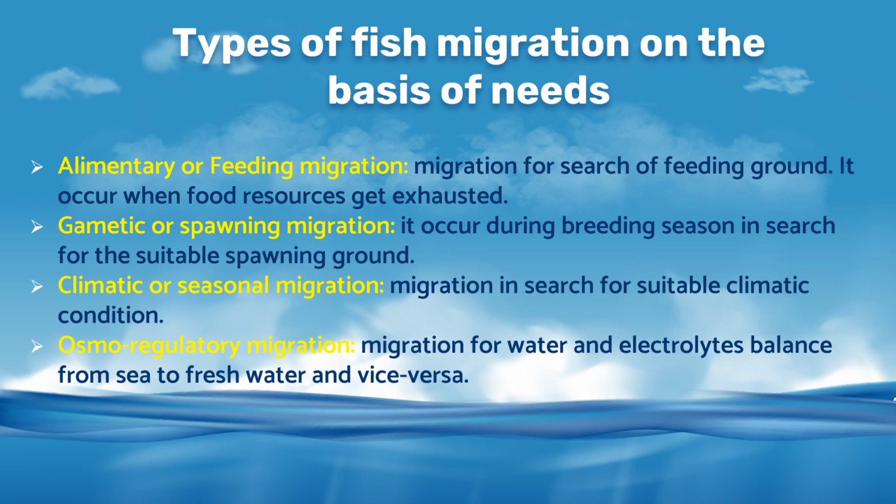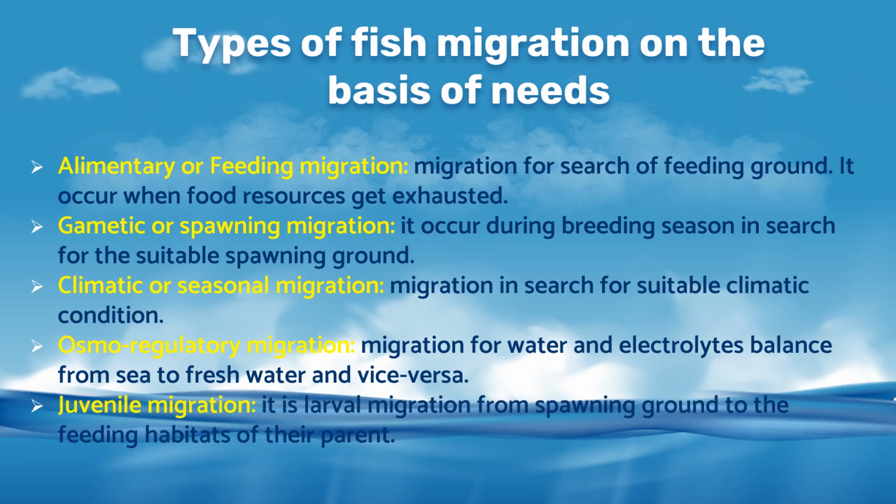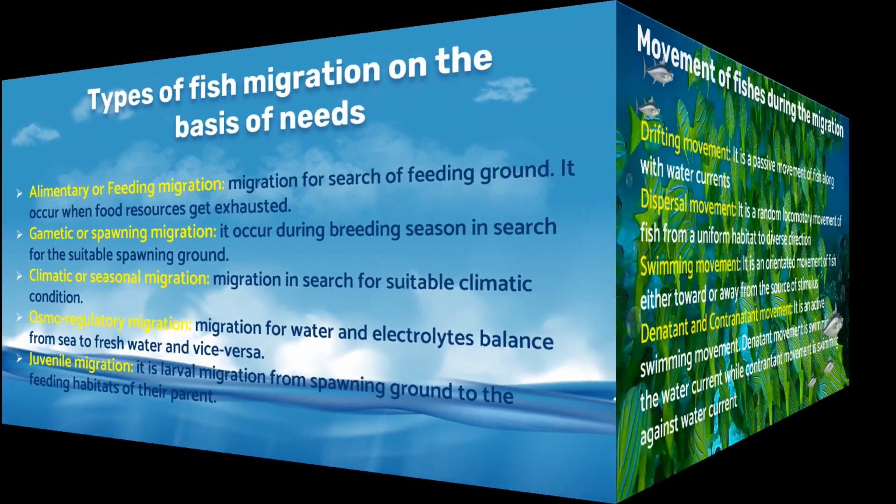Osmomigratory migration is done for water and electrolyte balance from sea to freshwater and vice versa in fishes. Juvenile migration is a larval migration which happens from spawning ground to the feeding habitats of their parent.